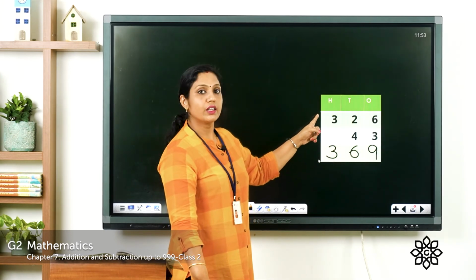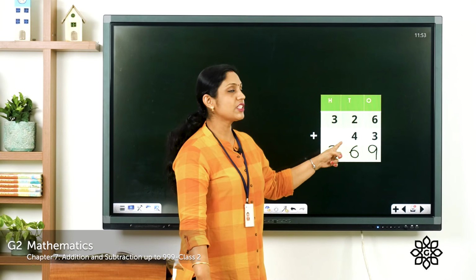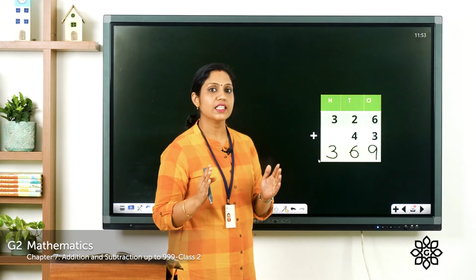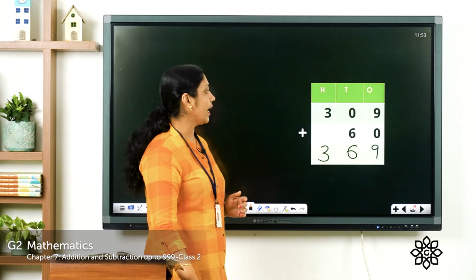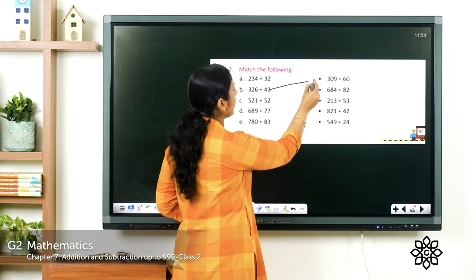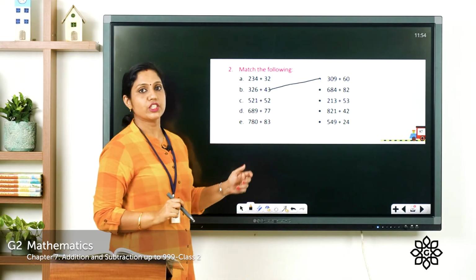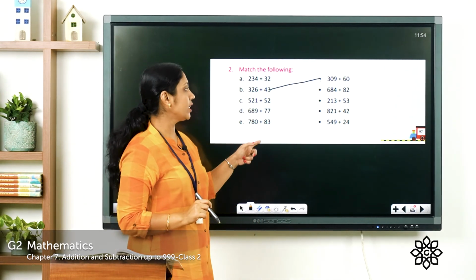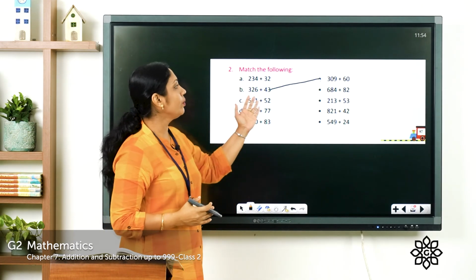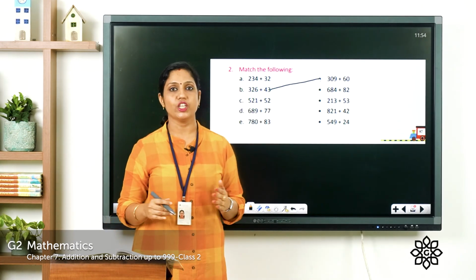And also for the question 326 plus 43, we got the answer 369. So both answers are the same. So we have to draw a line from 326 to 309. This is how you should match it. So first you have to write all these questions in your notebook and find out the answer, and then only you will be able to do this match the following in your text.